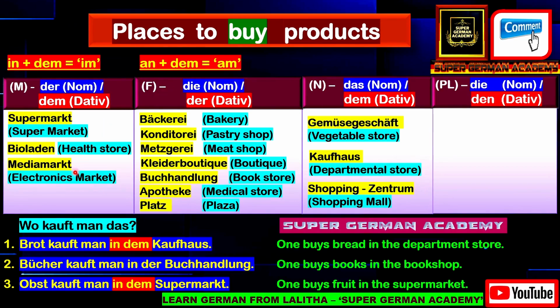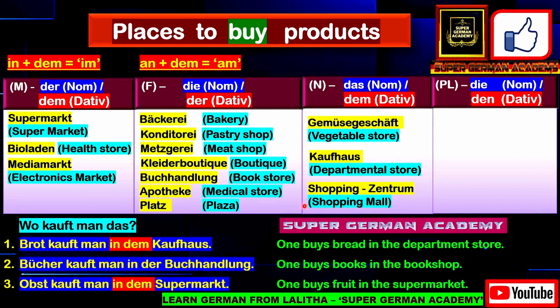So when you use these nouns, suppose you use Mediamarkt, it is masculine, so you say dem Mediamarkt, the Mediamarkt. If you want to use the medical store, that in German is Apotheke, and in dative sentences you will use the article der, der Apotheke, that is the medical store. So this way the articles will be used in the dative case, and these are the places.